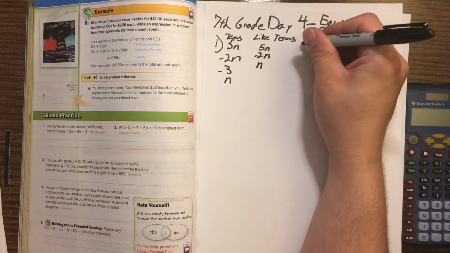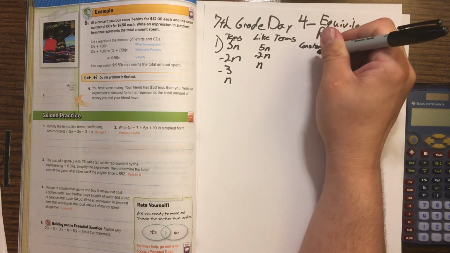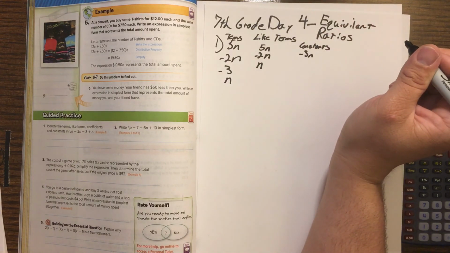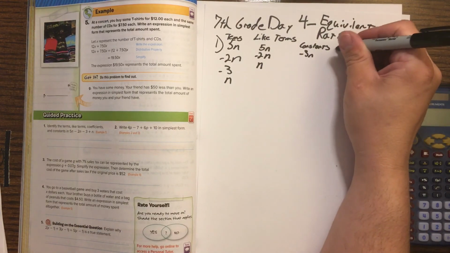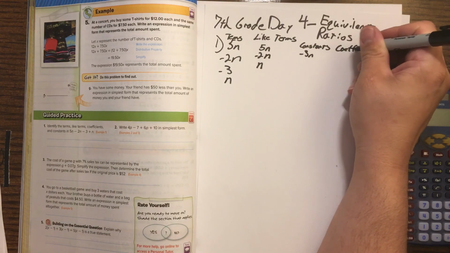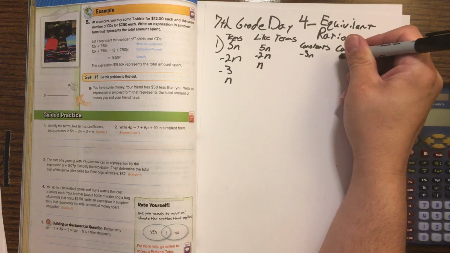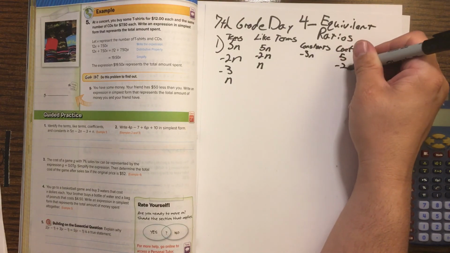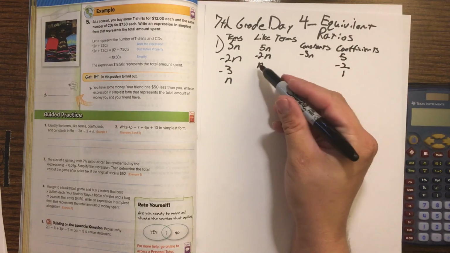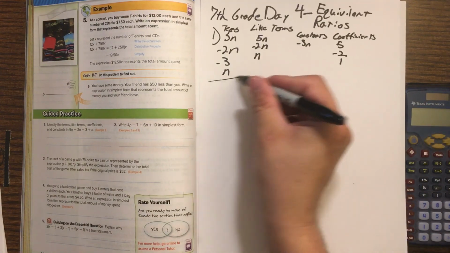Okay, the constants are going to be negative 3. And then the coefficient, that's just the number in front of the variable. That's going to be 5, negative 2, and 1. Okay, because the one that is just n, it's understood that there's a 1 in front of that. Okay, so that's all you have for number 1.